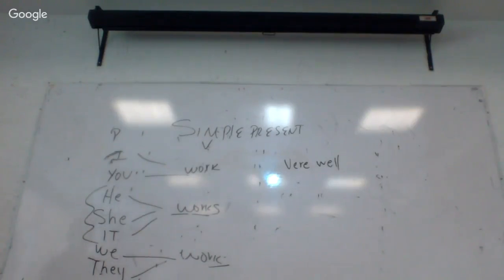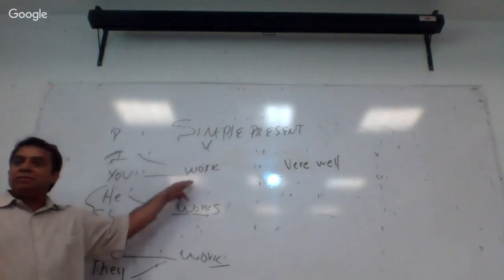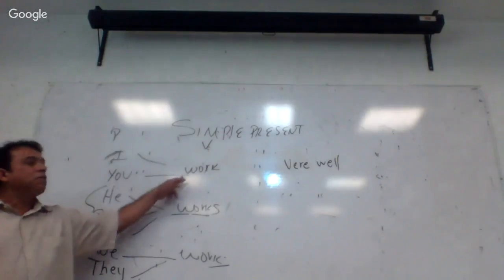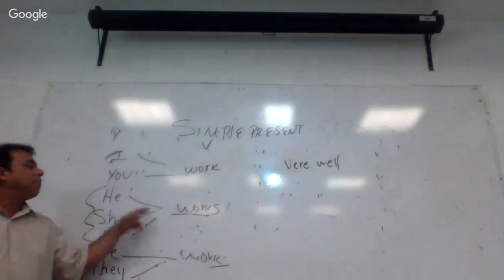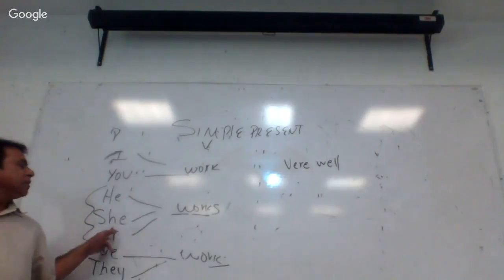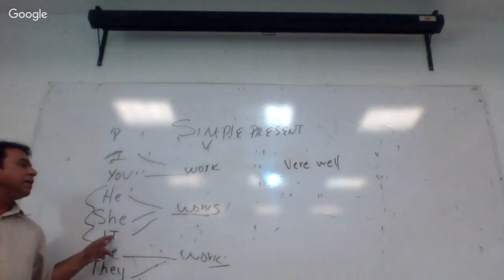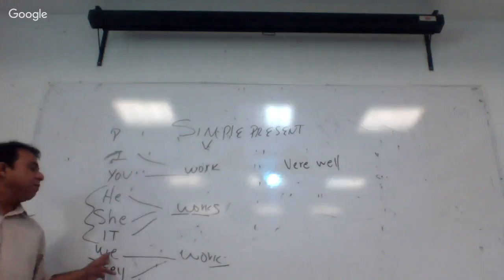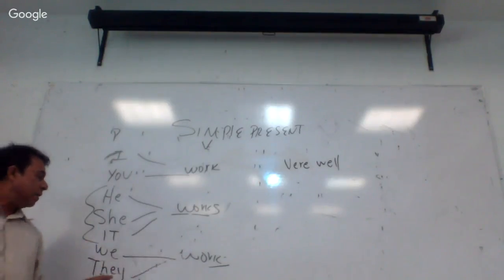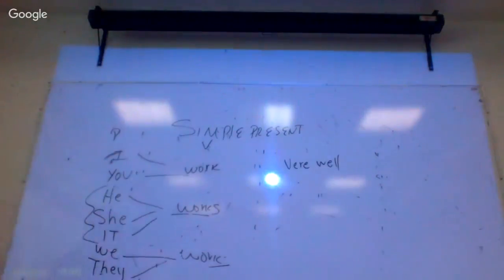Okay, now, after me, please, everybody. It's necessary that you check the pronunciation and learn this grammar of the simple present. After me, please. I work very well. You work very well. He works very well. She works very well. It works very well. We work very well. And they work very well. Okay, excellent. You are an excellent student.